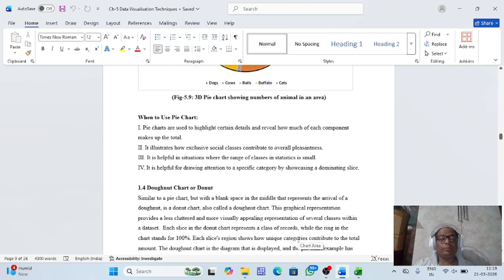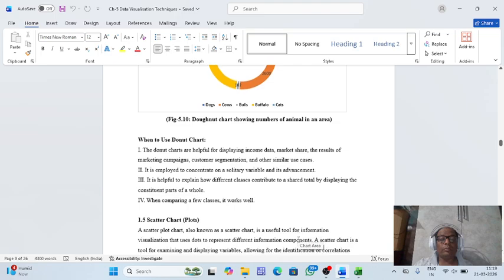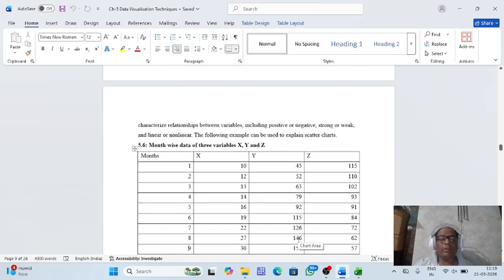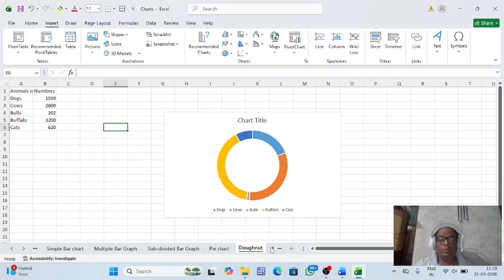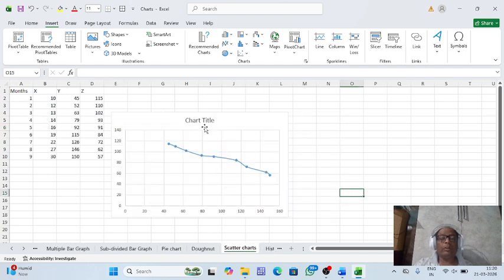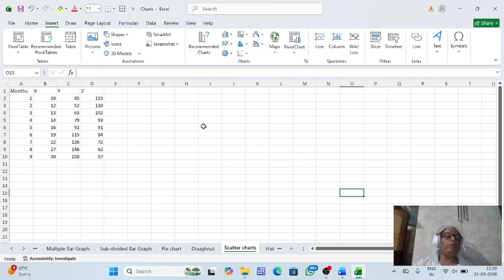Okay. Then I have the scatter chart. Scatter chart, see how it is done. So we have months. Suppose X, Y, and Z are the three variables. Suppose X and Y, how to relate Y to Z, how to relate X and Y. Suppose X and Y are prices of products, and Z is also the price of a product.